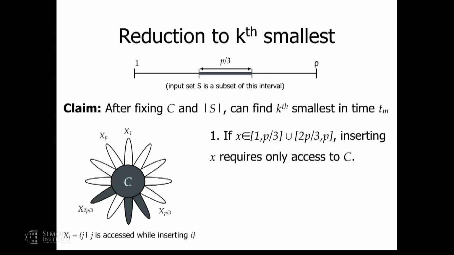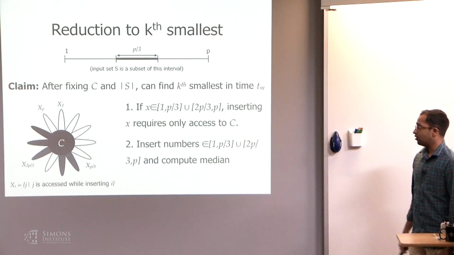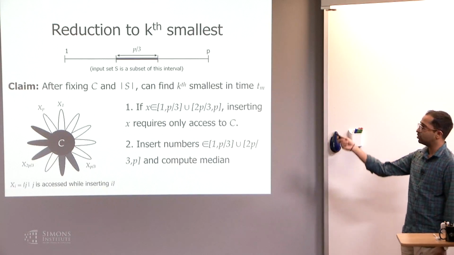Now if you would like to insert any element that is not in the middle 1/3 range, you just need to know the core. So you can always move the median to the kth smallest, because you know the size of the set, and just computing the median using the data structure is going to recover the kth smallest element. Anything outside you get for free by just knowing the core, and you can now compute the median to recover any kth smallest once you know the size of the set.